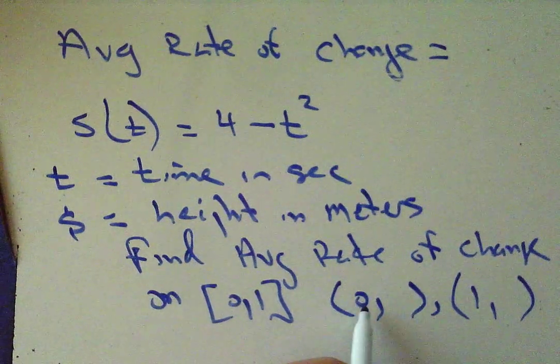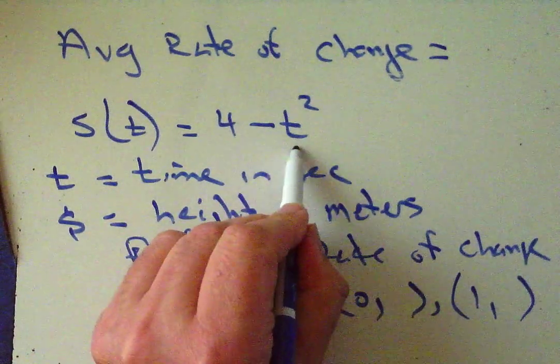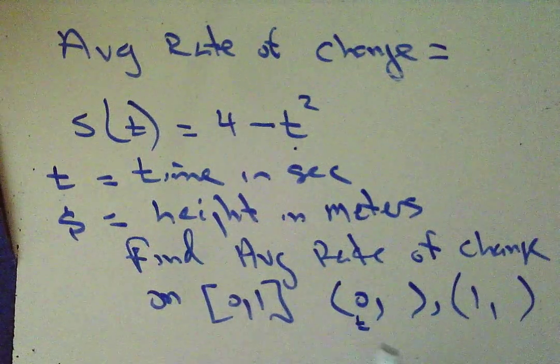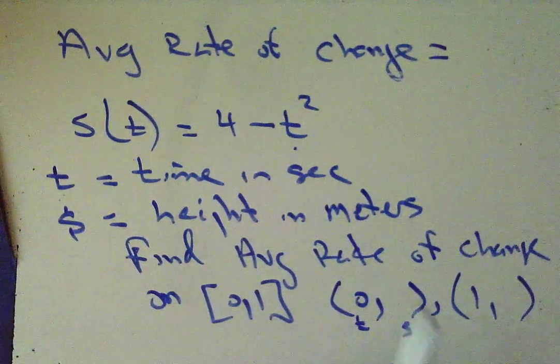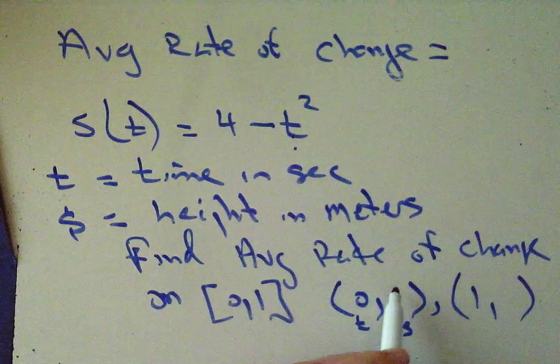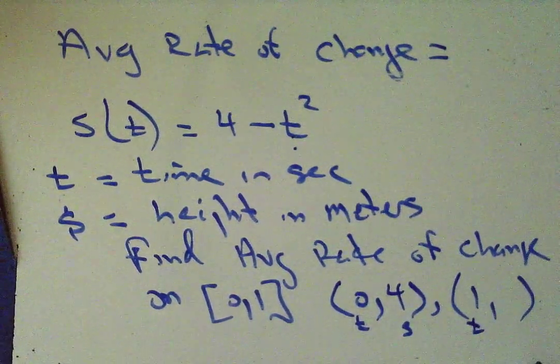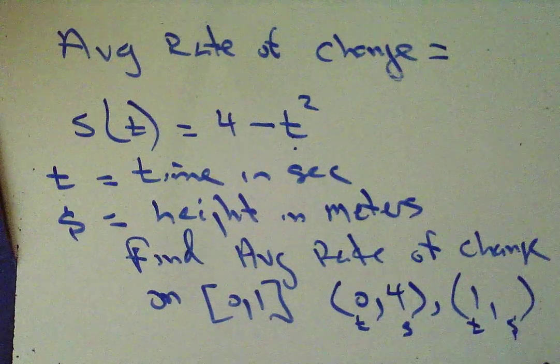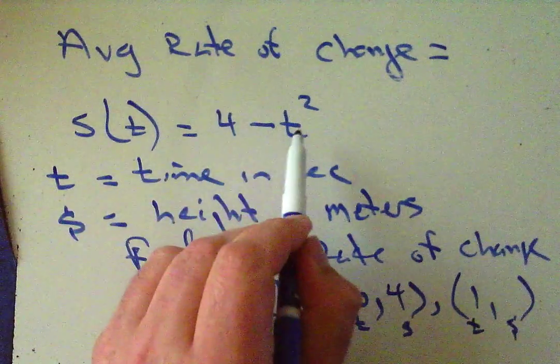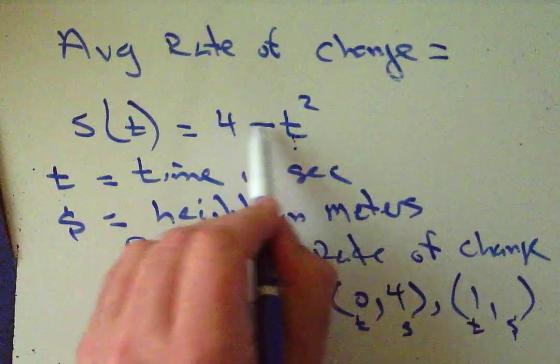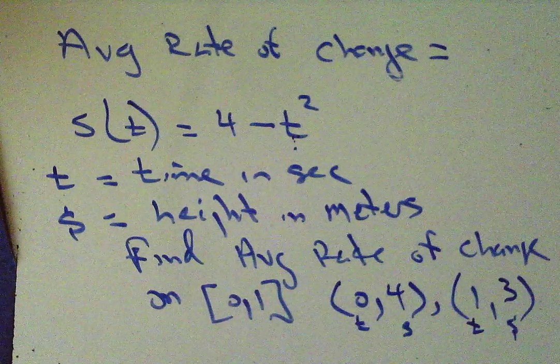So to find the outputs, I'm going to take a 0 and plug it in for t, because this is a t value and I'm looking for an s value. If I plug in a 0 here, I get 4. And again, over here, I've got a t value of 1. I'm looking for the s value. If I plug in a 1 here, 1 squared is 1. 4 minus 1 is 3.